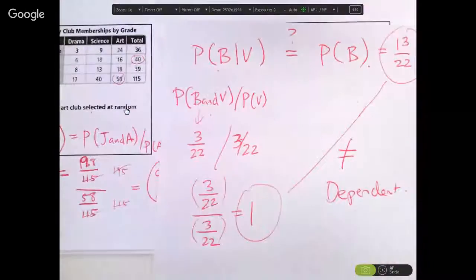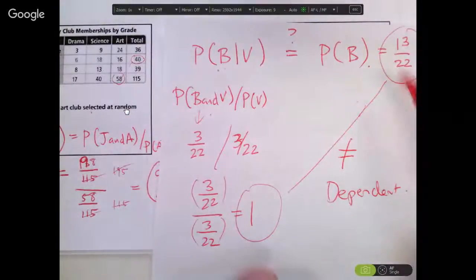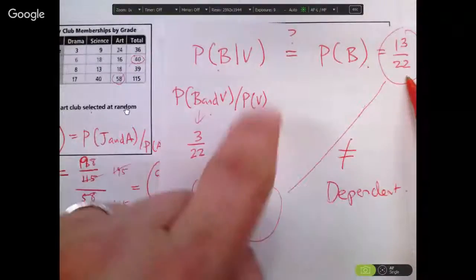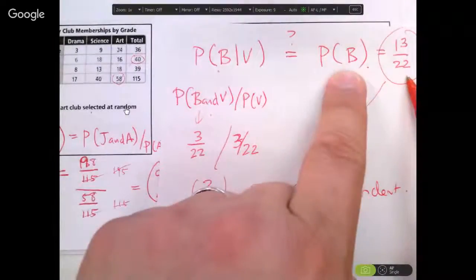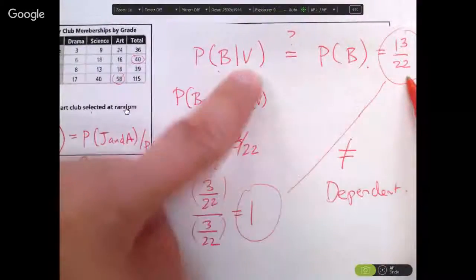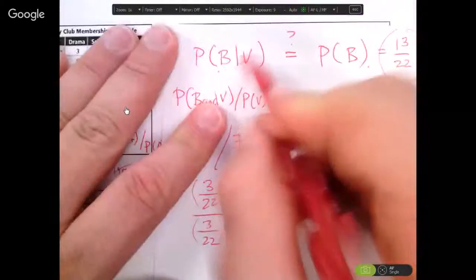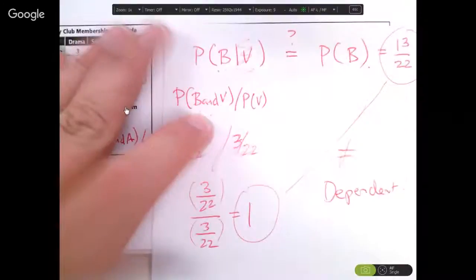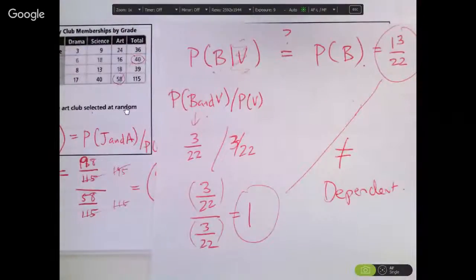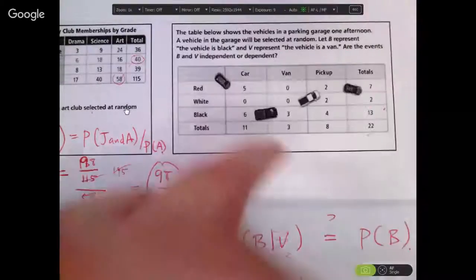So not equal. Independent would be that these two things equal each other, meaning that the probability of B is not affected by this V in there at all, that this and crossing this out are the same thing. Okay? So this is dependent. The V affects the situation. No, we're not talking about any color van. We're talking about this parking lot.